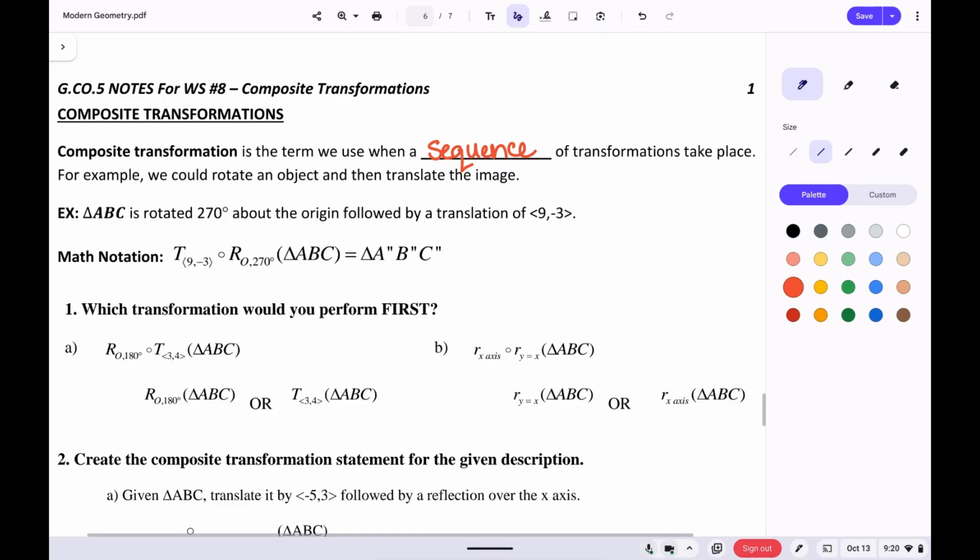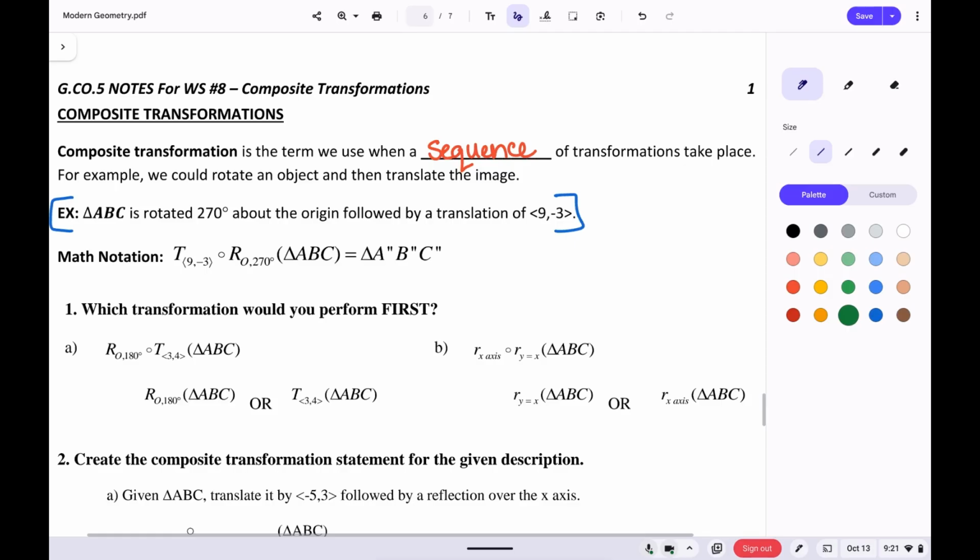So let's talk about how you're going to see this with notation today, because we're going to be given it symbolically and we need to know which one we do first and which one we do second. If they spoke it out, that's what they're reading or writing right here, where it says example. This is if someone was verbally telling you what they wanted to have done. They're saying take triangle ABC, it's rotated 270 degrees about the origin, followed by a translation with the vector 9, -3. Let's break this apart.